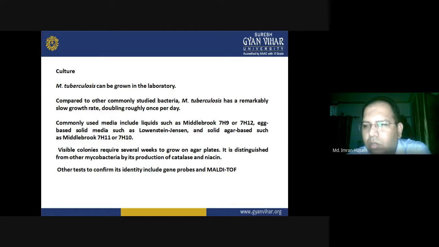So, although this bacteria is very slow growing, when it is cultured properly on an agar plate, it takes several weeks to grow a visible colony because it is a slow-growing pathogen. Other tests to confirm its identity include gene probes and MALDI-TOF.